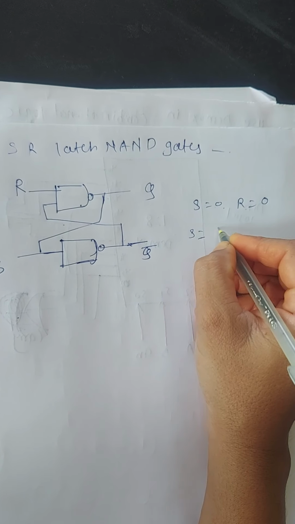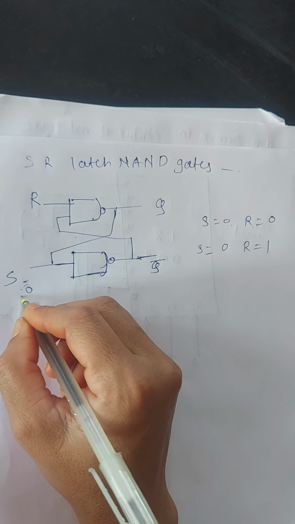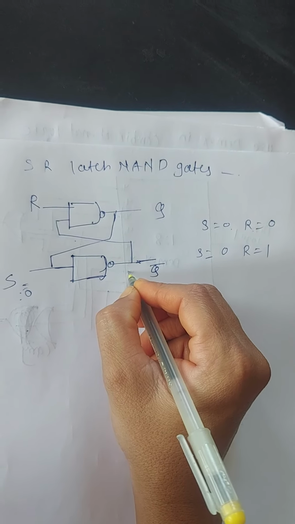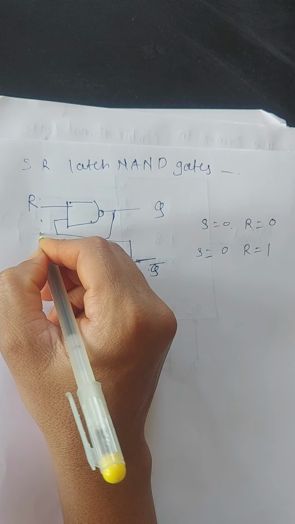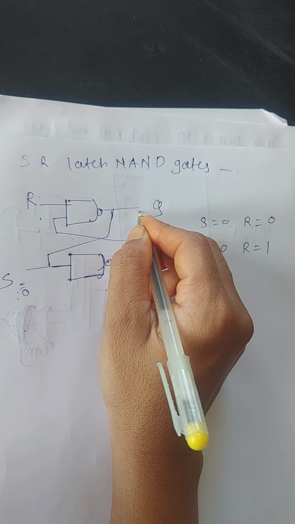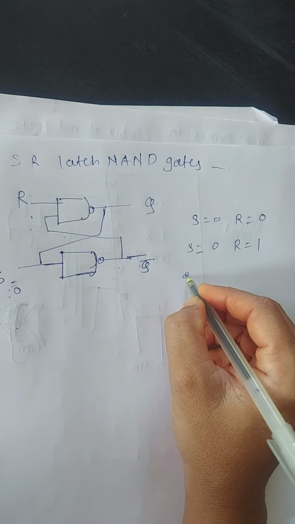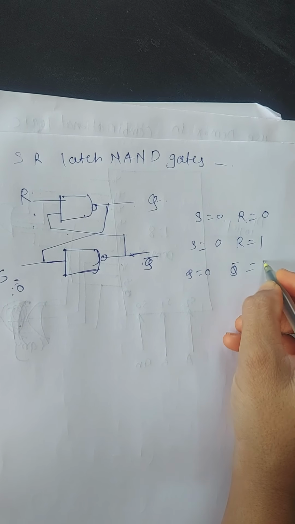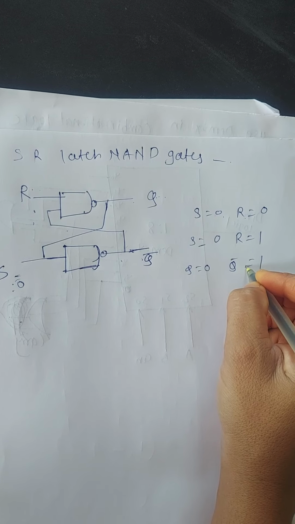When S is equal to 0 and R is equal to 1, Q bar is equal to 1. Now one input of the other NAND gate is 1 and its other input, Q bar, is 1, so Q is forced to be 0. In that condition Q is equal to 0 and Q bar is equal to 1. This condition is called the reset condition.